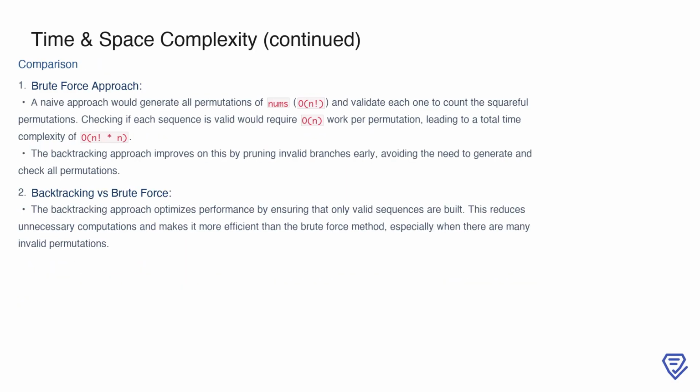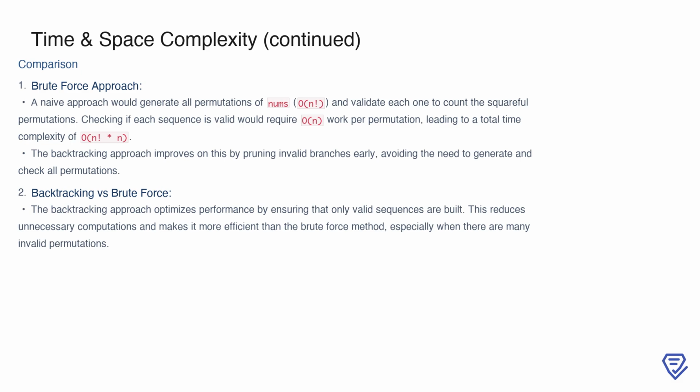To put things into perspective, let's compare this backtracking approach with a brute force method. A naive solution would generate all permutations of the array, which takes O(n!) time, and then validate each permutation to determine if it is squareful. Checking the validity of a single permutation involves O(n) work, leading to a total time complexity of O(n! * n). The backtracking approach, however, significantly optimizes this by pruning invalid branches early.